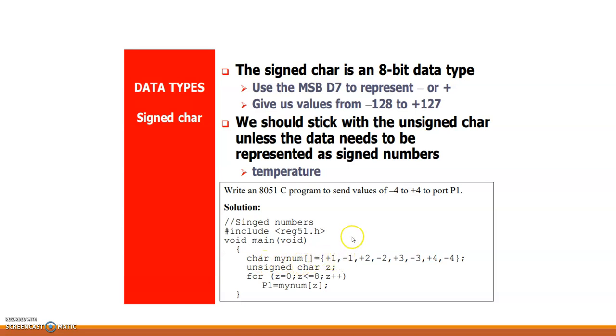If it is a signed number, then you can just use the keyword char. In mynum, here is the array, you need to display the numbers -4 to +4. The values are entered into the array, and using a loop, since the array length is 8, the loop should execute from 0 to 8, and each number from the array will be displayed on port 1.